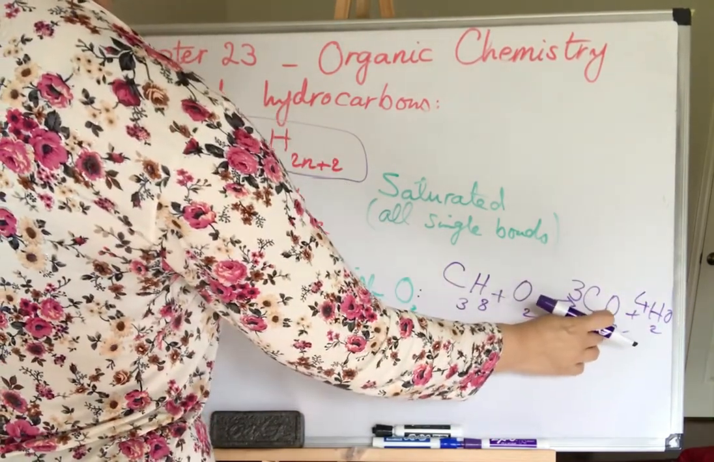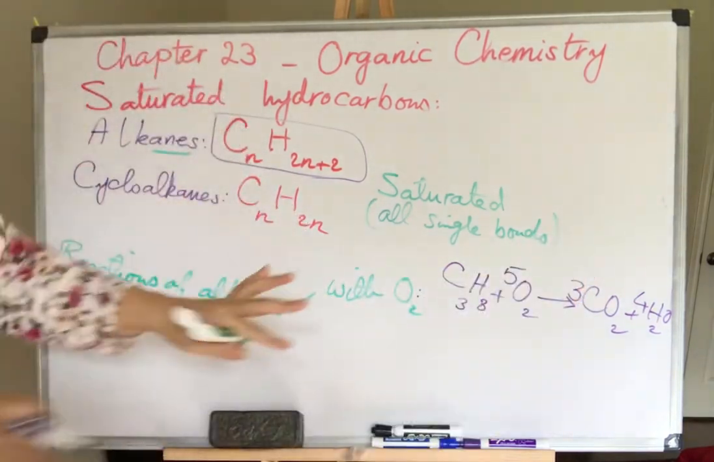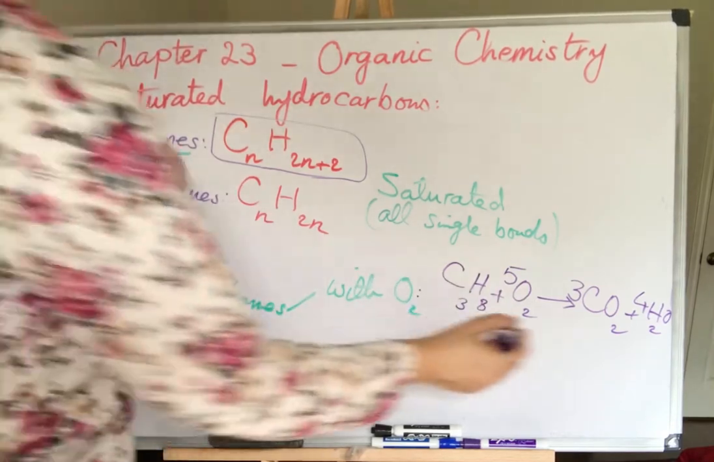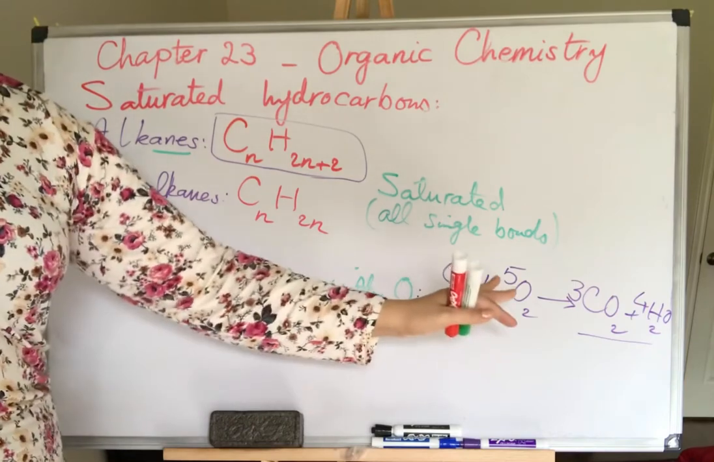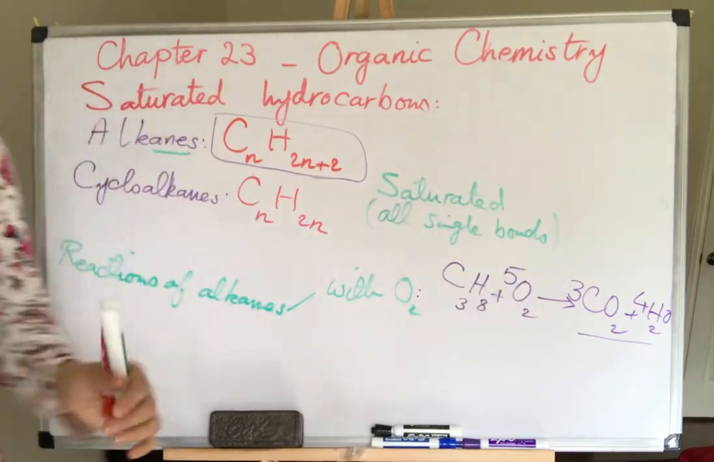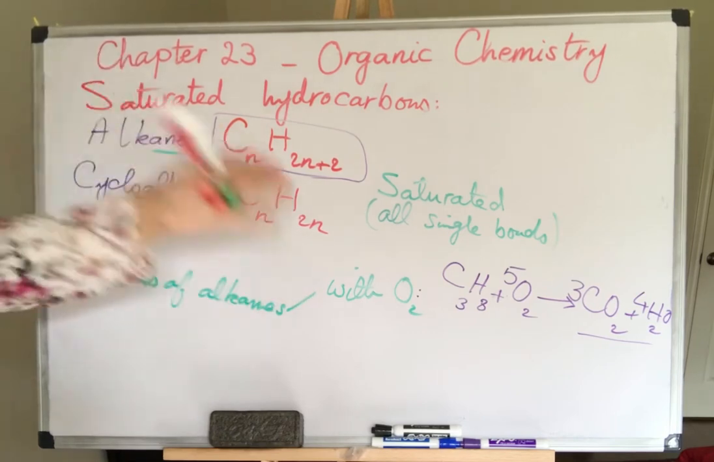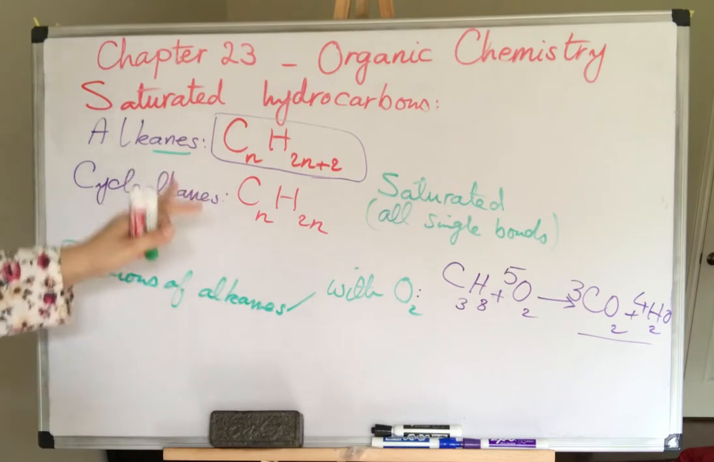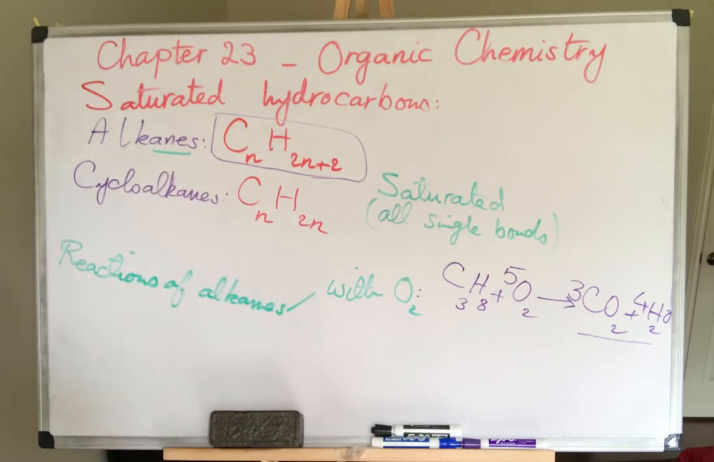3 times 2, 6 plus 4, 10 oxygens and 10. So this is a fixed reaction as far as the products. Whichever alkane or cycloalkane you add to oxygen, it will give you carbon dioxide and water. This is the same for the rest of them, but at this point, just know that the simplest reaction of alkanes is with oxygen.